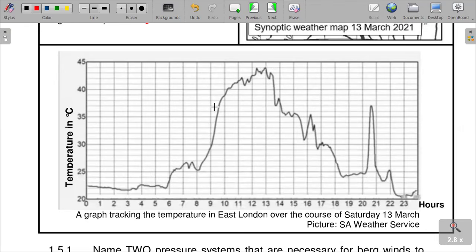We are given the temperature, which was increasing so rapidly, and we are talking about the hours, almost the whole day, from 1 up to 23 hours. The temperatures went extremely high from around 11 o'clock up to 1 o'clock. They went so high, then started to fluctuate again and went up again at 21 hours, as you can see on these peak readings.